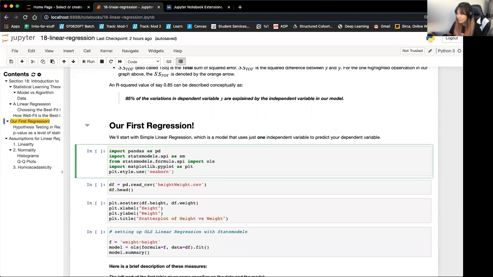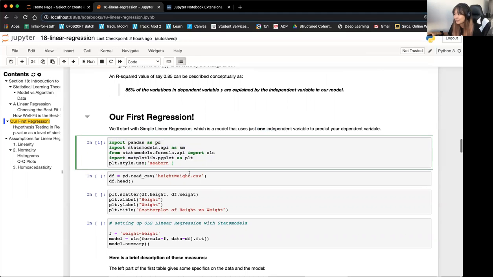So these are the things we're importing. We have, as usual, pandas, and statsmodels, which is the library that has our regression. OLS stands for ordinary least squares, which comes from the algorithm and the cost function we were talking about earlier. Matplotlib for some visualizations, and we'll style it Seaborn.